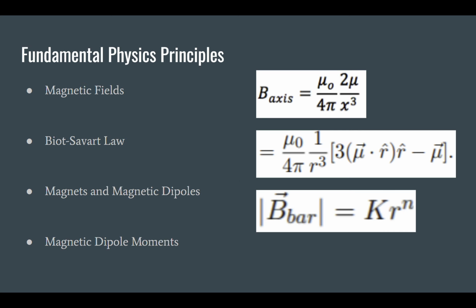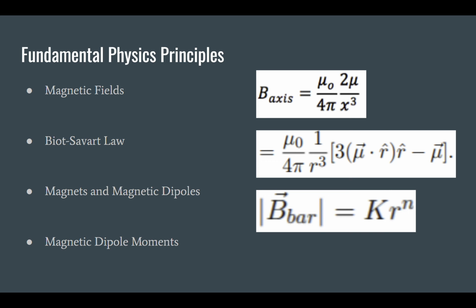Some fundamental physics principles that relate to this experiment include magnetic fields, magnets and magnetic dipoles, and magnetic dipole moments. The magnetic field created by a dipole with a magnetic moment represented by mu at an observation location r relative to the dipole equals the second equation listed on the slide, which can be further simplified to the first equation shown, which is mu naught divided by 4 pi times 2 mu divided by r cubed, assuming mu and the magnetic field are in the same direction.